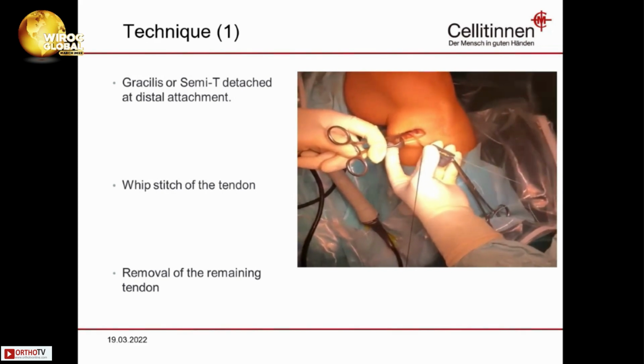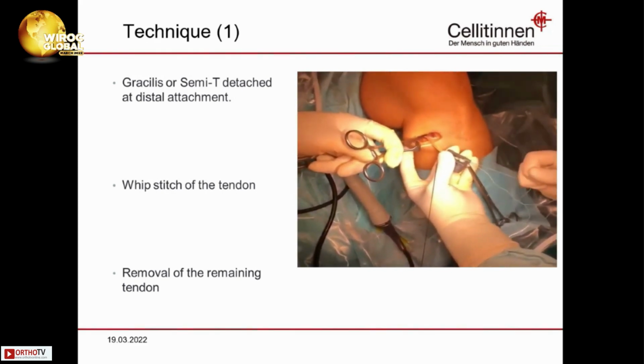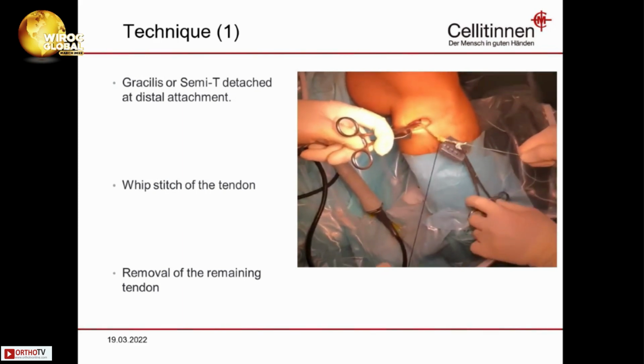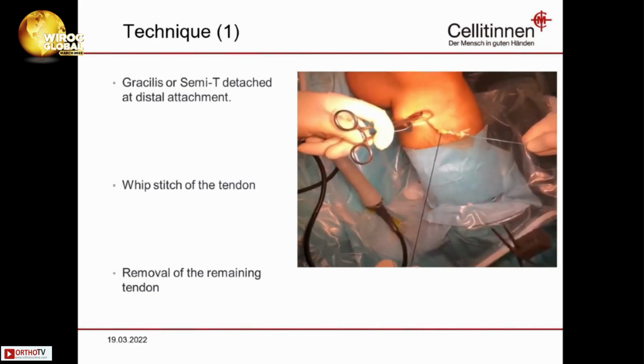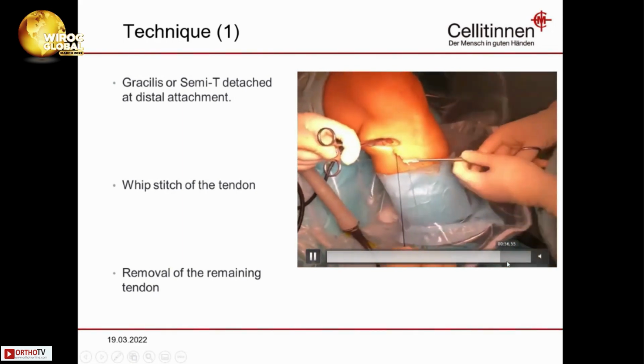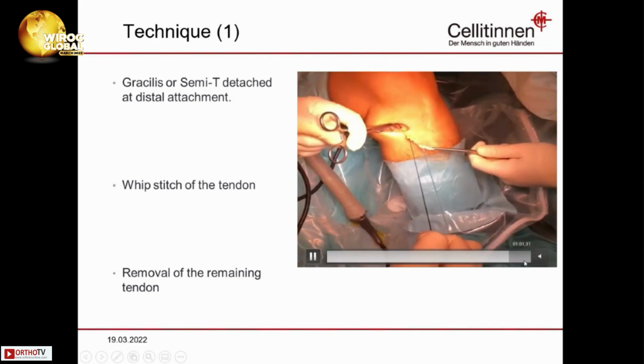a quite good tool that I have there, the so-called Speed Trap. You just pull on the sutures and you have your whip stitch right away, and you just have to remove the end of the tendon, as you see here.